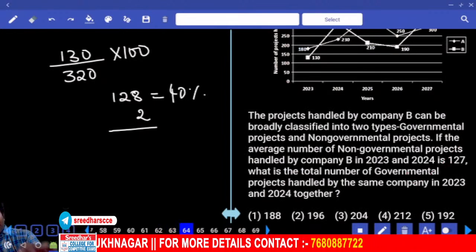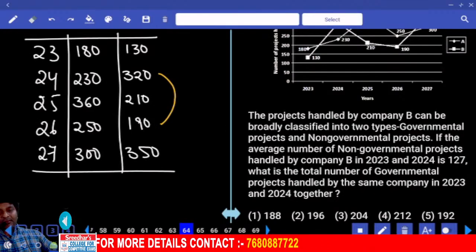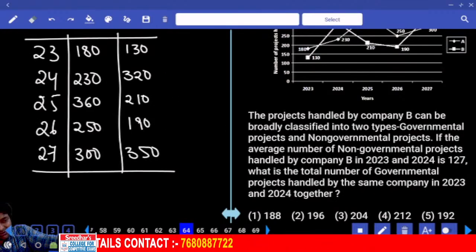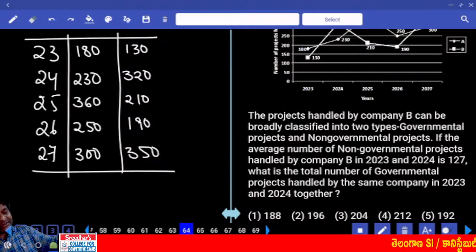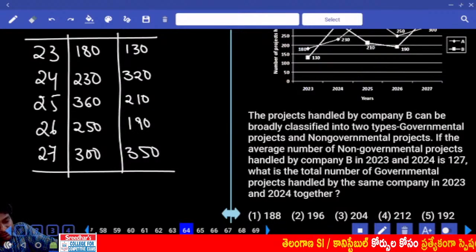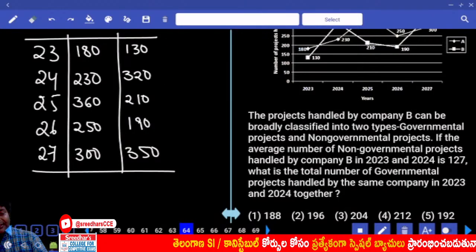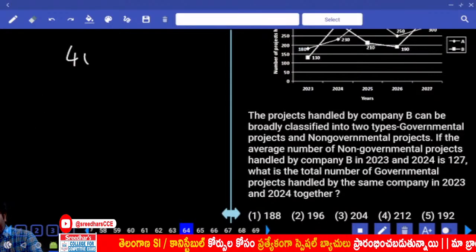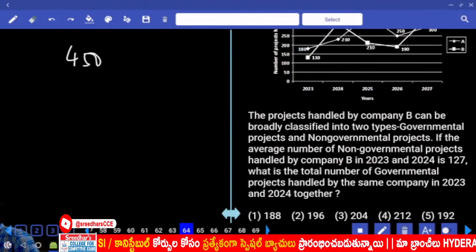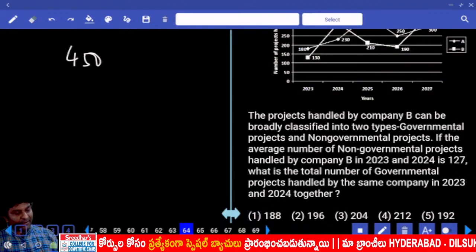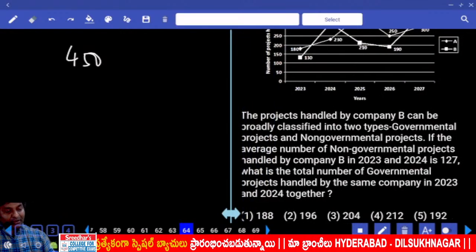The projects handled by company B can be broadly classified into two types: governmental projects and non-governmental projects. If the average number of non-governmental projects handled by B in 23-24 is 127, what is the total number of governmental projects handled by the same company in 23-24 together? B in 23-24 together, total how many are there? 450. In 450 there will be only two types. And the question is about governmental projects.